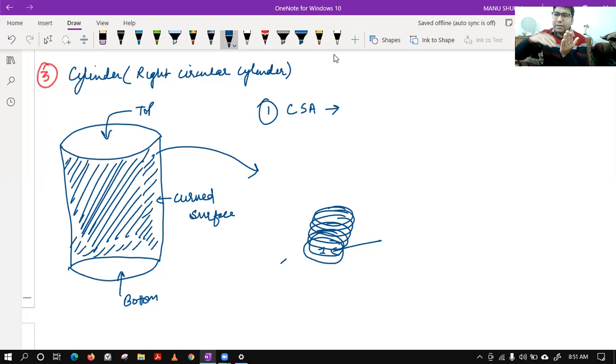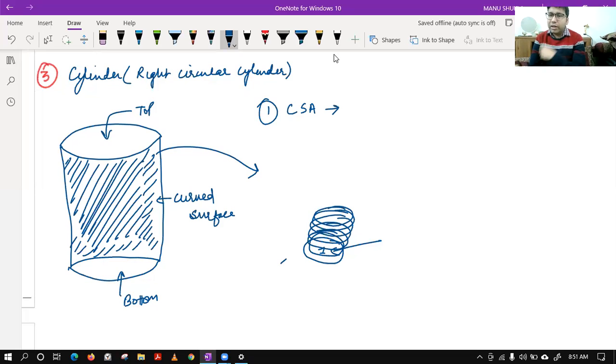So if you paint, just think that you have a stack of coins and you paint it from outside. Now when you see each and every coin, what will you find? That it is painted on the outside. That is, it is the circumference which is being used. Please tell me, what is the circumference of a circle? It is 2 pi r. Very good. It is 2 pi r.